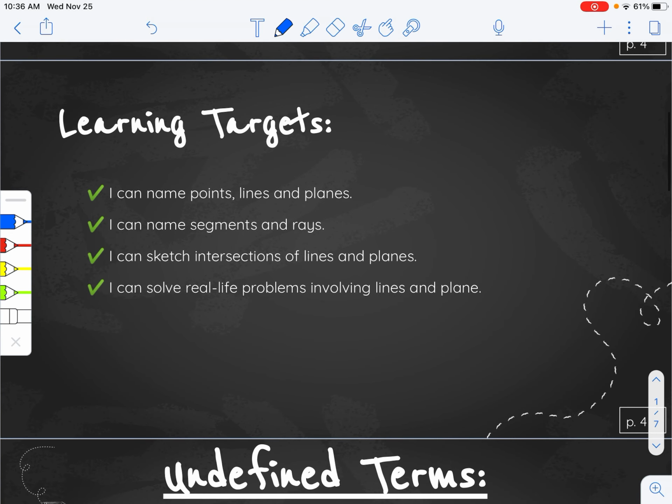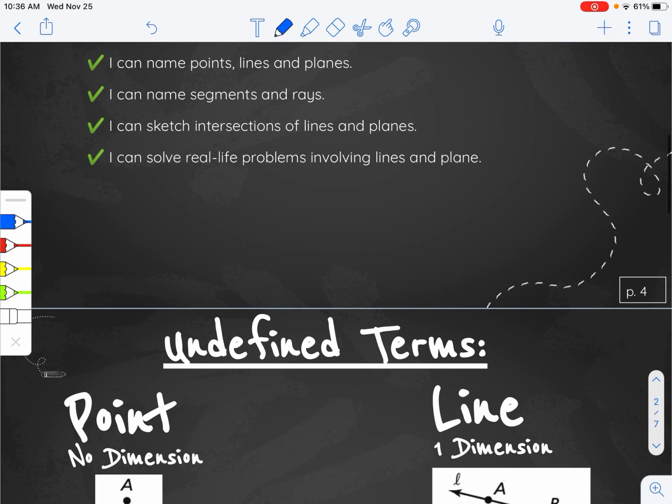So with that said, let's take a look at our learning targets. The first one, I can name points, lines, and planes. The second one, I can name segments and rays. So those first two really just deal with definitions like I talked about. We'll go over those. Number 3, I can sketch intersections of lines and planes. All right, so we'll take a little bit of a look at intersections. And the last one, I can solve real world or real life problems involving lines and planes.